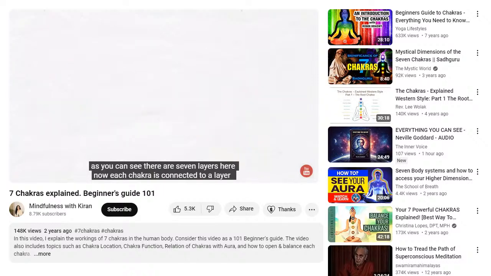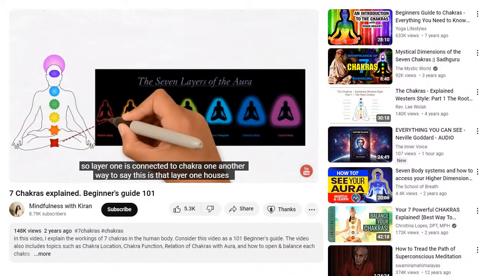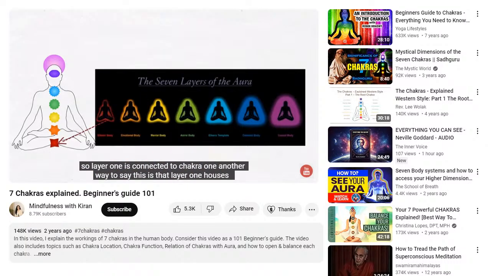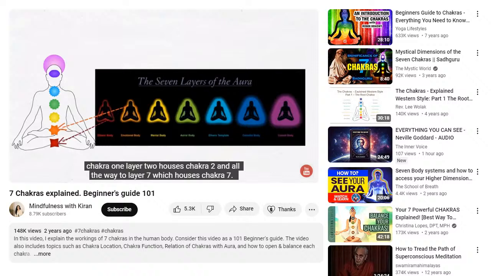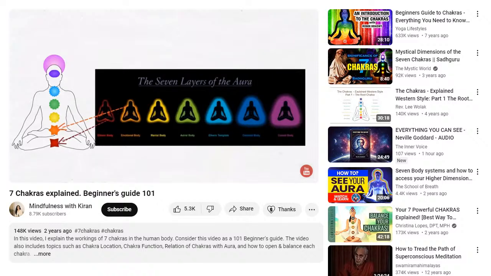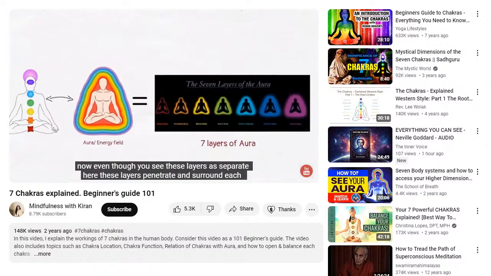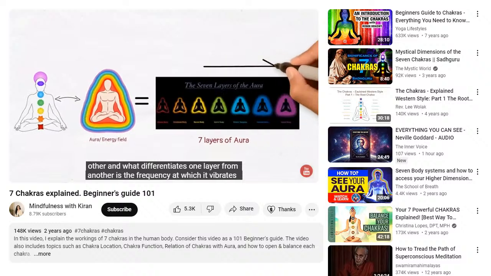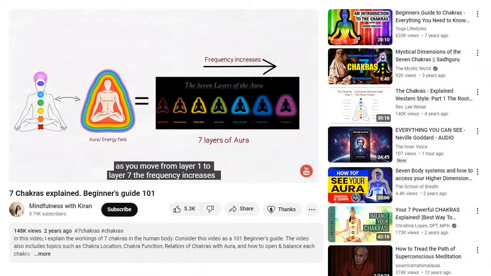Now, each chakra is connected to a layer. So layer 1 is connected to chakra 1. Another way to say this is that layer 1 houses chakra 1. Layer 2 houses chakra 2, and all the way to layer 7, which houses chakra 7. Even though you see these layers as separate here, these layers penetrate and surround each other. And what differentiates one layer from another is the frequency at which it vibrates. As you move from layer 1 to layer 7, the frequency increases.